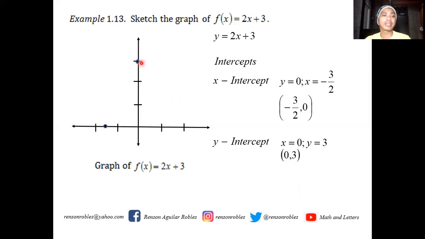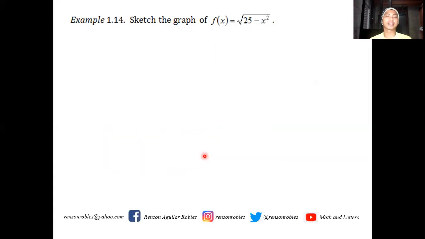And then we locate that here, 0, 3. And again, since a line is determined by at least 2 points, we can now easily trace the line 2x plus 3.